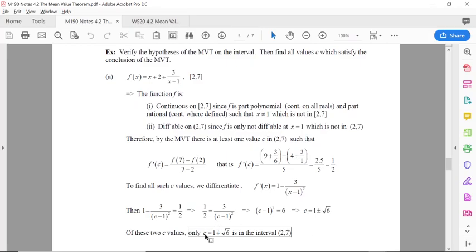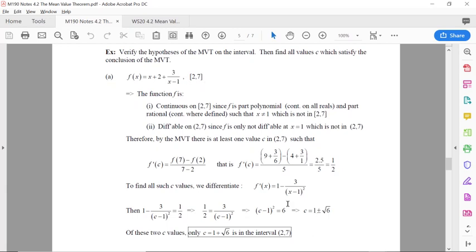And therefore, 1 plus the square root of 6 is a value that satisfies the conclusion of the mean value theorem for this function. That is, the slope of the tangent line to this function at the point where the input is 1 plus root 6 would be exactly equal to 1/2, which is the slope of the secant line connecting the endpoints.